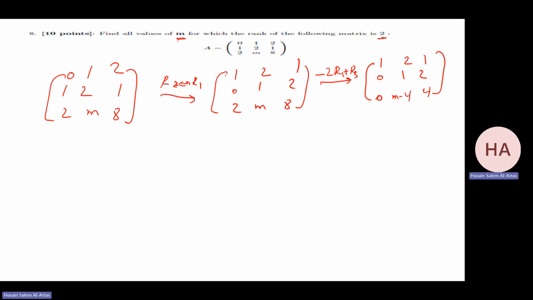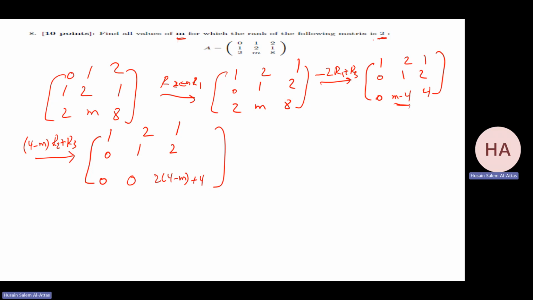By minus 4, I multiply by minus 2. So minus 4 plus 8, that will be 4. Correct. Now, I need to make this 0. So multiply, be careful here, 4 minus M times R2 and add it to R3. See what will happen. This is 1, 2, 1, 0, 1, 2, 0. Multiply the second row by 4 minus M, that M minus 4, that will make it 0. So I have here 2, 4 minus M plus 4.